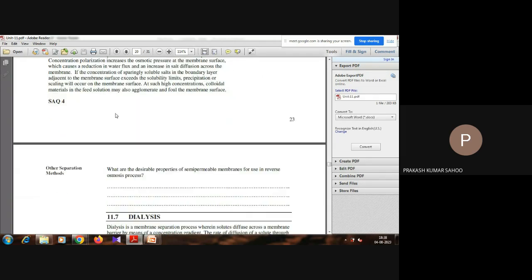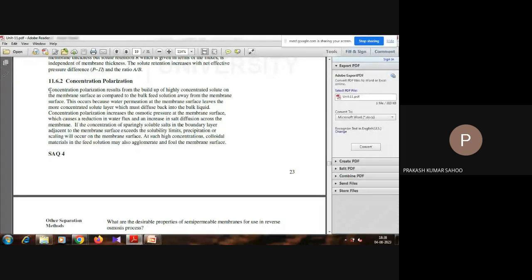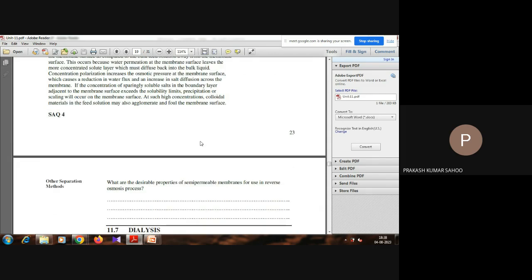Concentration polarization is another concept. Concentration polarization results from the buildup of highly concentrated solute on the membrane surface as compared to the bulk feed solution away from the membrane surface. This occurs because water permeation at the membrane surface leaves a more concentrated solute layer, which must diffuse back into the bulk layer. So this is your concentration polarization.